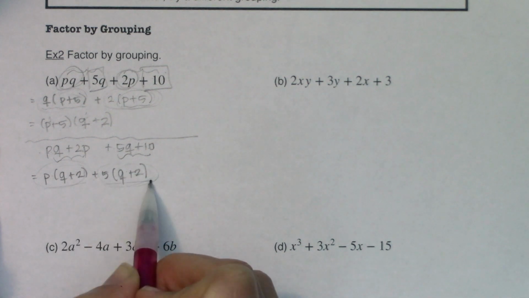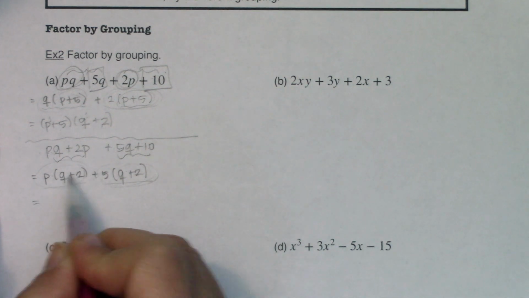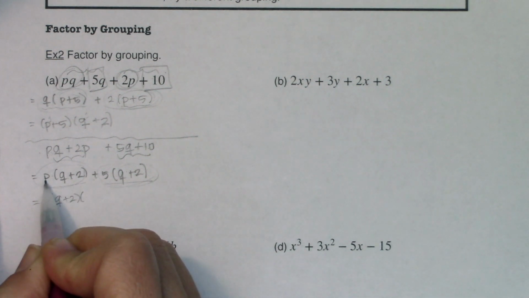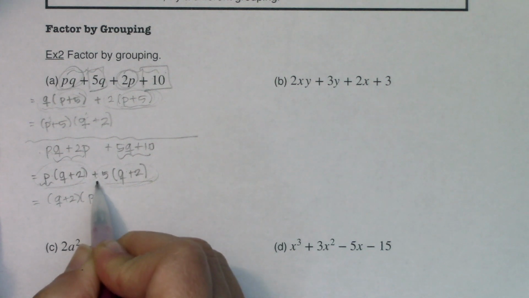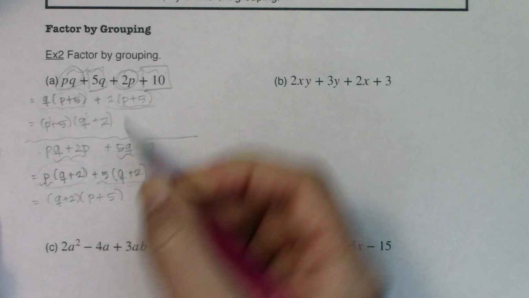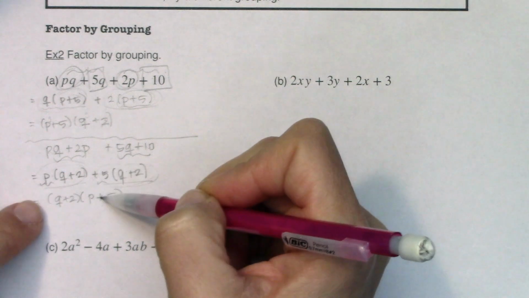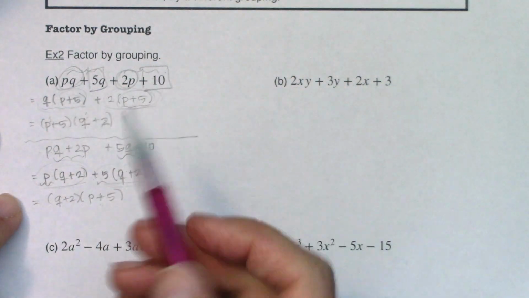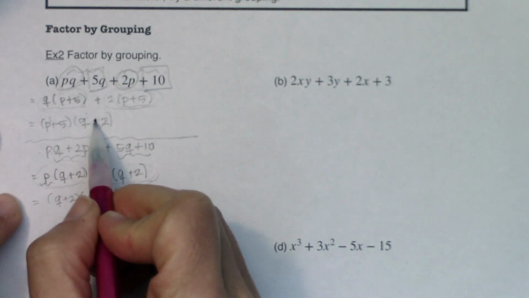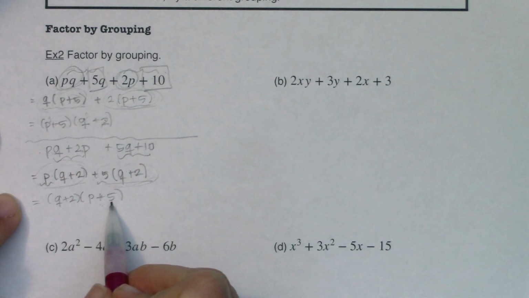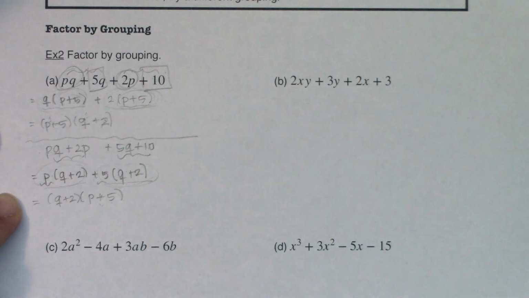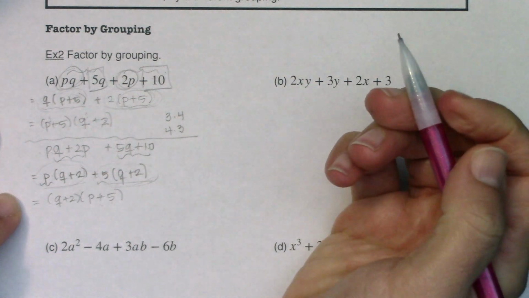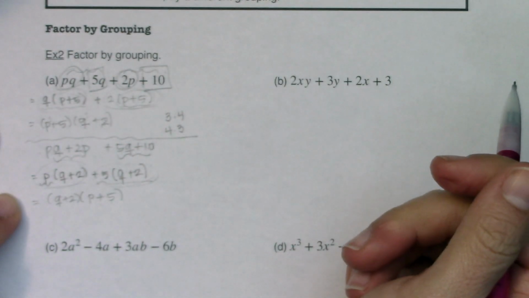First term, second term, and what do they have in common? What is their GCF? Q plus 2. And when I factor that out, I'm left with P plus 5, which is the same end game answer I got, just in a different order. And since multiplication is commutative, it doesn't matter if you do P plus 5, Q plus 2, or Q plus 2, P plus 5. That's the same expression, just in the same sense that 3 times 4 is the same number as 4 times 3. We say multiplication is commutative.